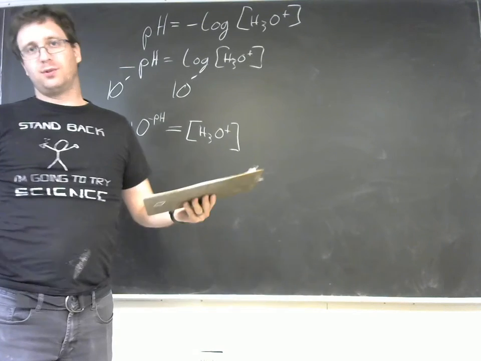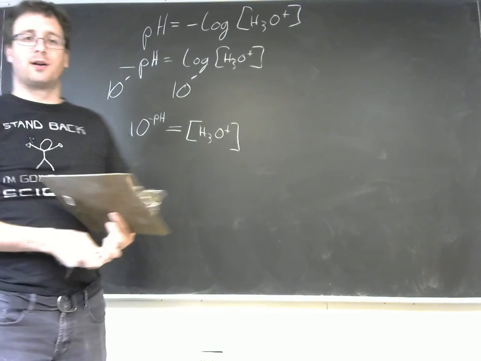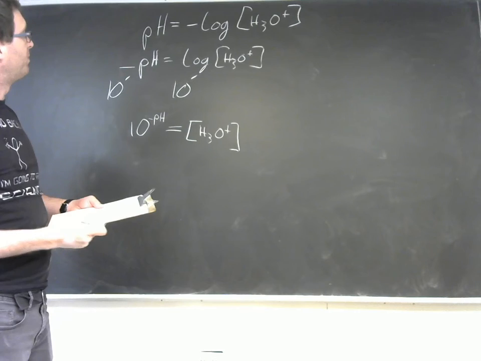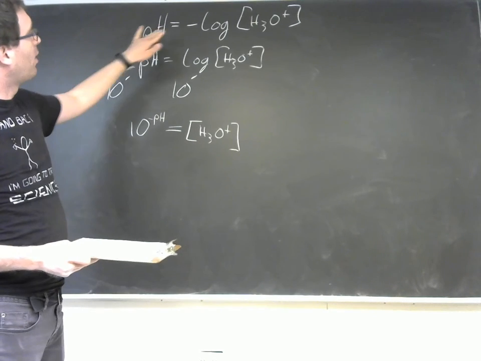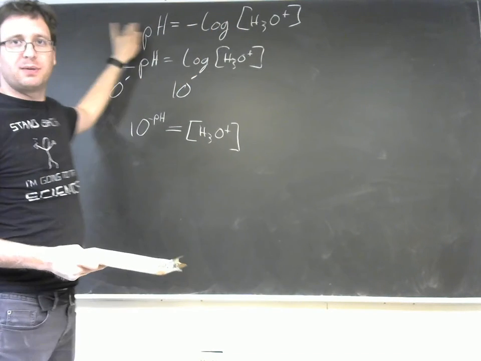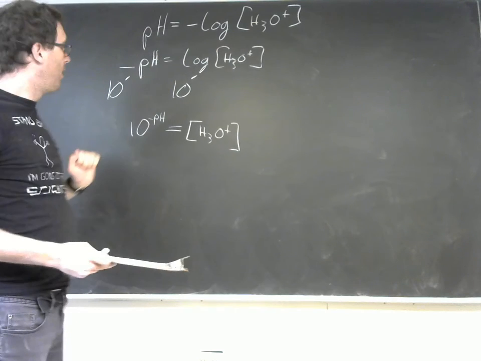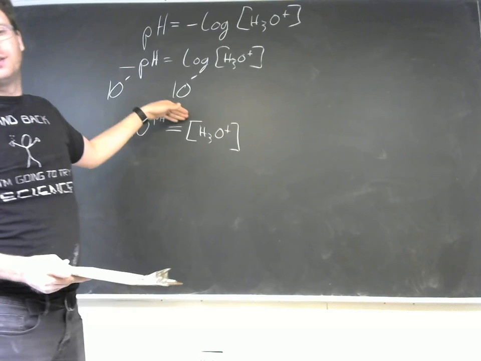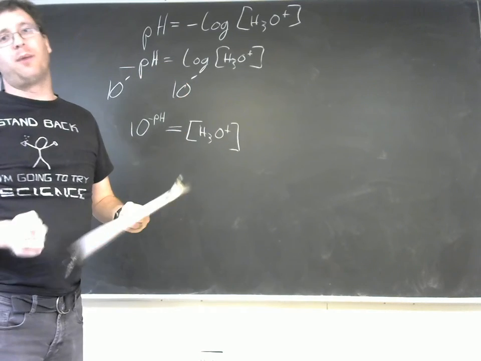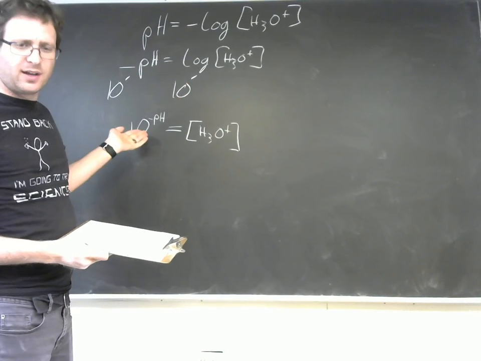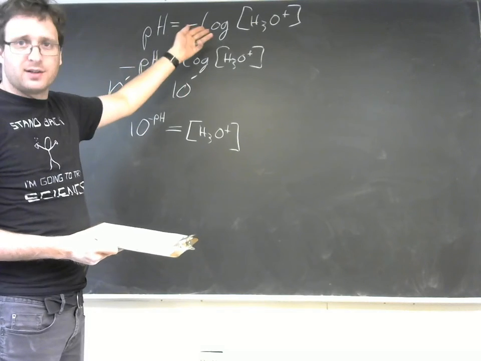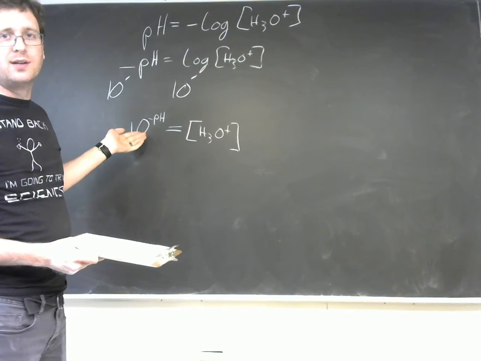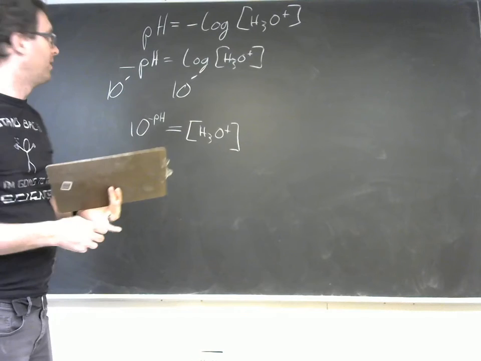So we'll do some practical examples with this later, but I just want you to be comfortable with going from H3O+ to pH by taking the negative log, or going from pH to H3O+ by taking 10 raised to the negative pH power. And again, on your calculator, make sure you know where the log button is, and make sure you know where the 10 raised to the negative pH power is.